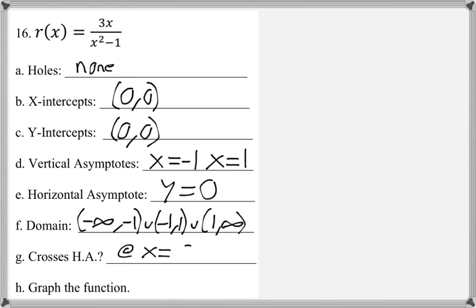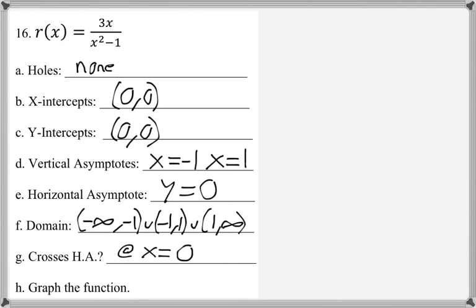And we kind of knew that because our horizontal asymptote is really just the axis. And we know we cross there because it's an x-intercept and it's a y-intercept. It's the origin. So we kind of knew that that was coming.